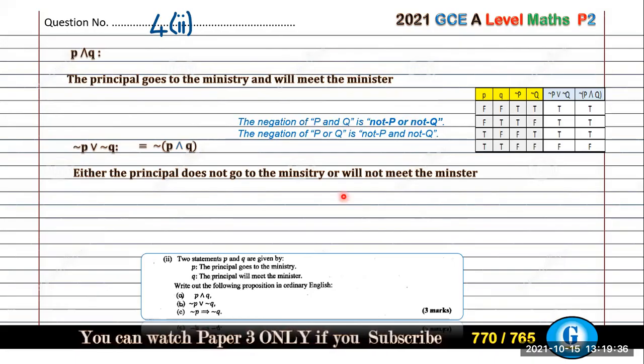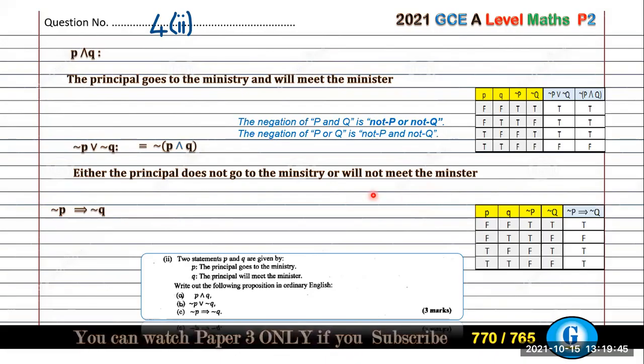So that's what we have, okay? All right, so the negation of P implies negation of Q. Equally, the truth table tells us that this is what we have. Negation of P implies negation of Q.